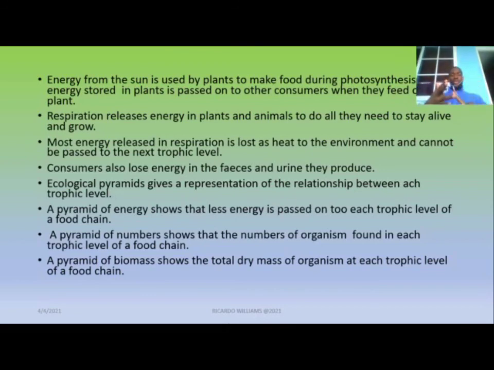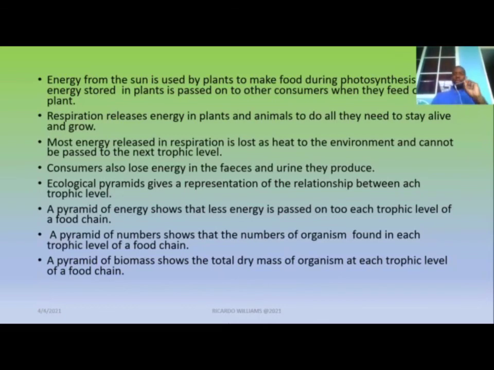Now consumers lose energy in more than one way. They lose energy through feces, they lose energy through urine, and they lose energy to the environment via heat, right? And so we know how the energy is lost, and we know that once the energy is lost, there is less that is stored at each trophic level. If less is stored there, then less is going to be passed on, and so it decreases. So one of the things we realize is that there is a relationship: as we move up the trophic levels, the amount of energy stored decreases.